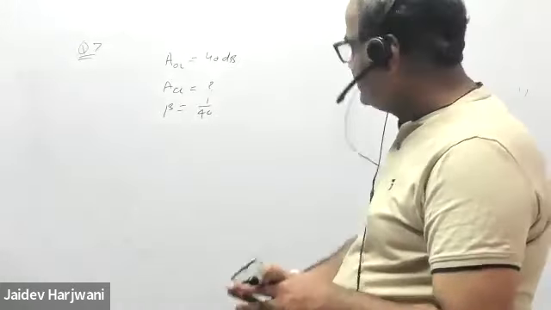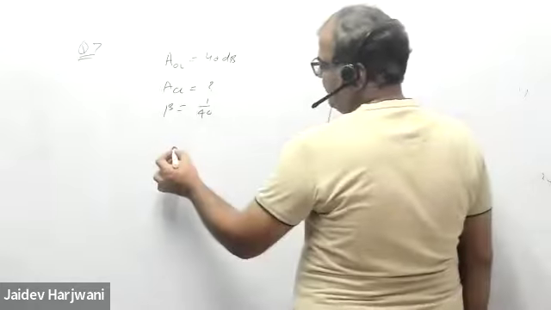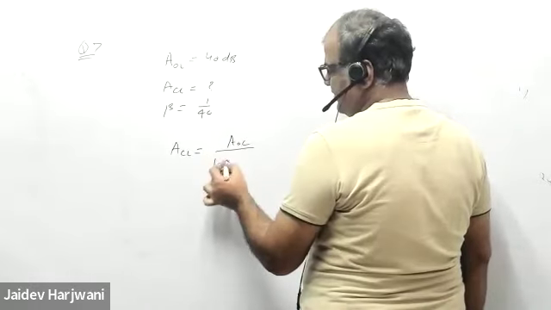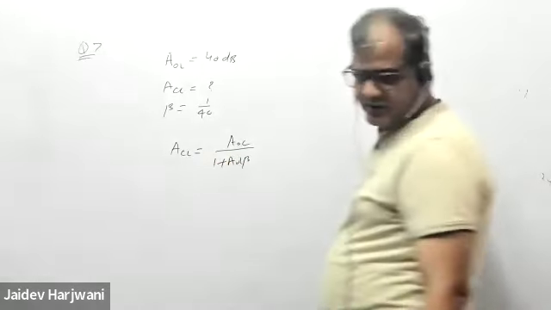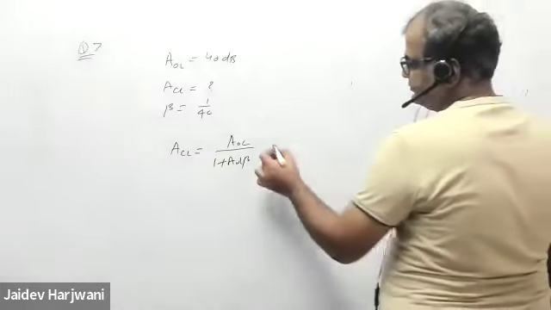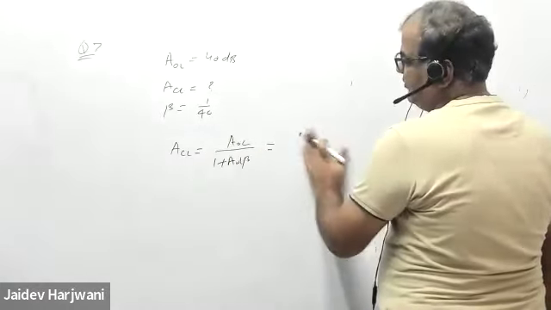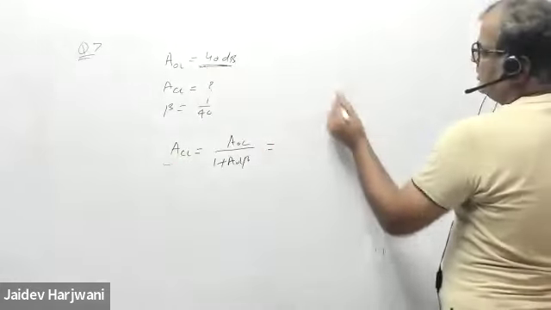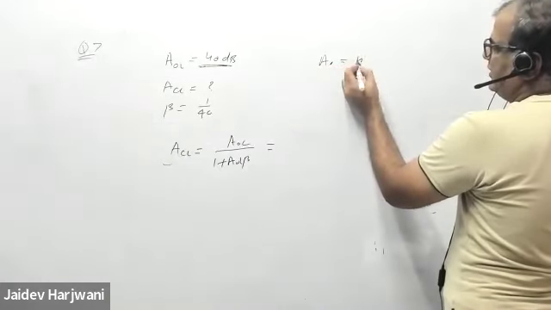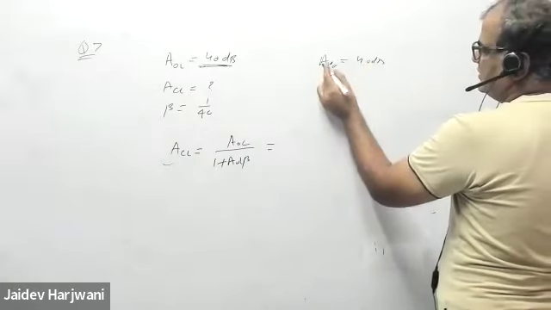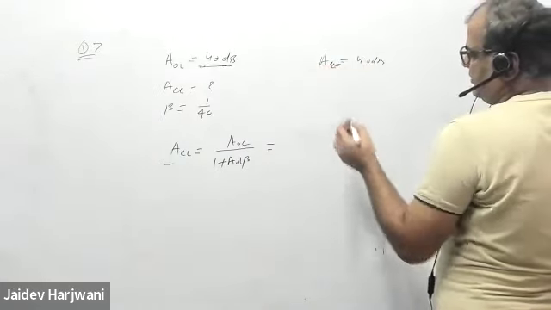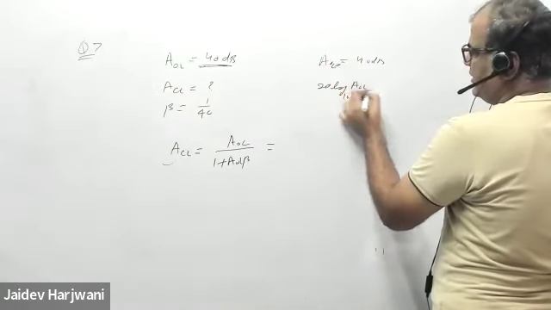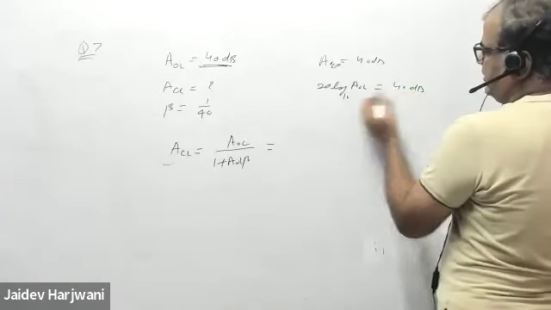Yes, sir. Let us solve this problem. So I know the closed loop gain will be AOL divided by 1 plus beta AOL. So you can put the values here. Before putting the value of AOL, you have to convert it into a number. AOL is 40 dB, which means dB is 20 log10 of AOL, so 40 dB is in dB.